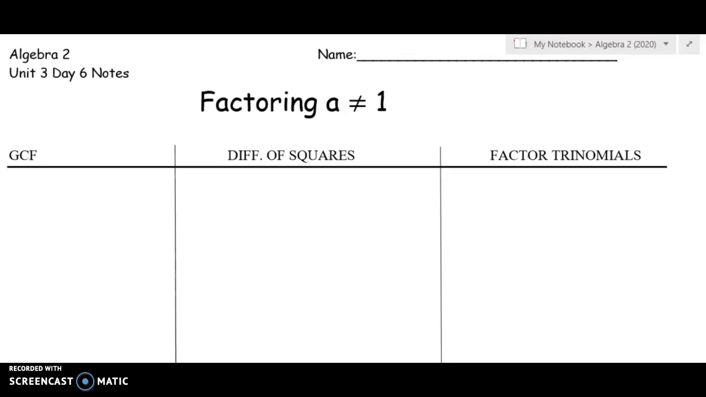Here we go with day 6 notes. The topic for today is still factoring. We've done GCF, we've done difference of squares, we did the first stages of factoring where a is equal to 1, and now we're going to do some harder ones where a is not equal to 1. So it's going to be larger numbers, but let's do a little recap here.